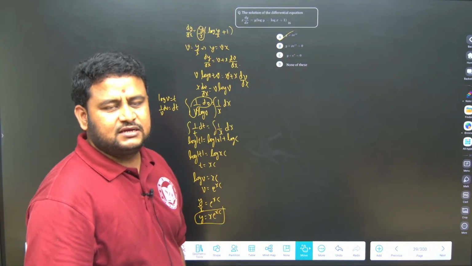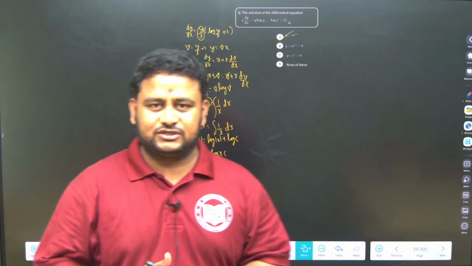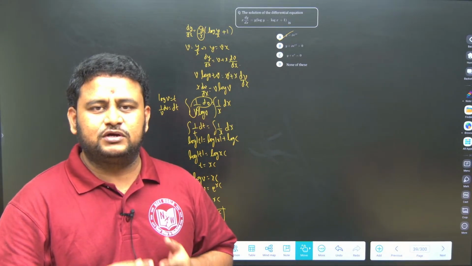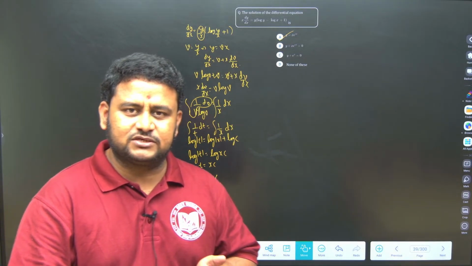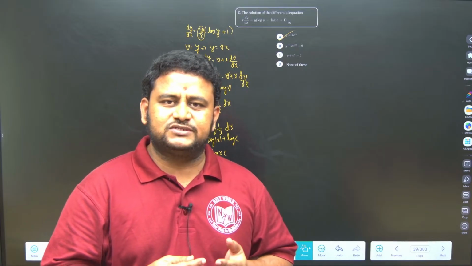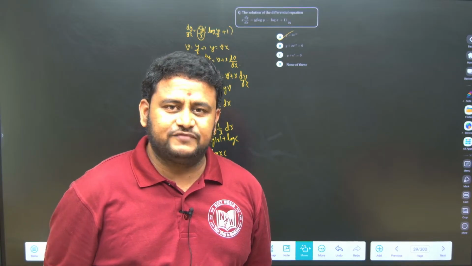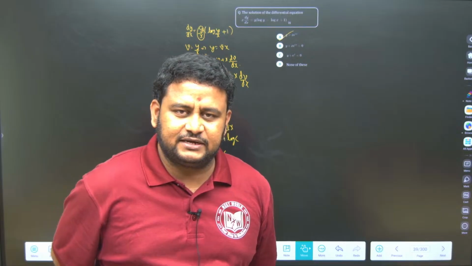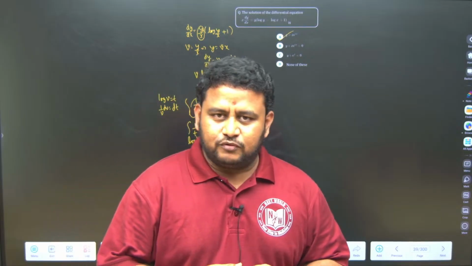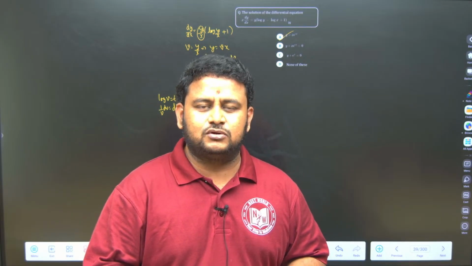This is the way to solve this homogeneous equation. If you want it in dy by dx, put y is equal to vx. If you want it in dx by dy, we have to put x is equal to vy.